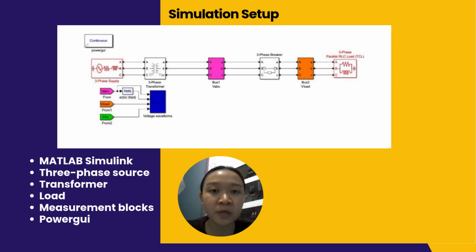We use MATLAB Simulink for all simulations. As we can see here, this is the simulation setup, which consists of a three-phase voltage source, a transformer, load, measurement blocks, and powergui block. Additional components were added depending on the specific power quality issue being studied.